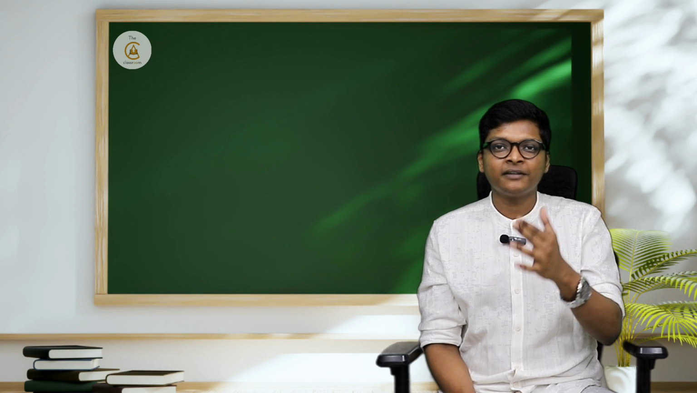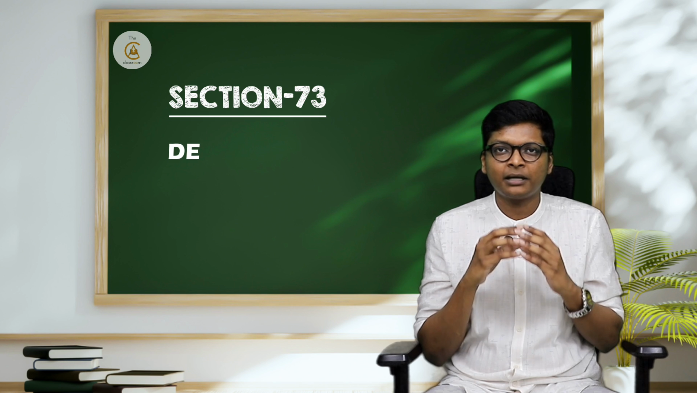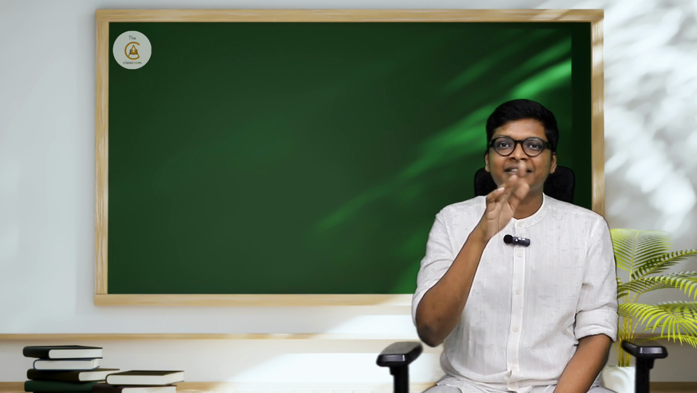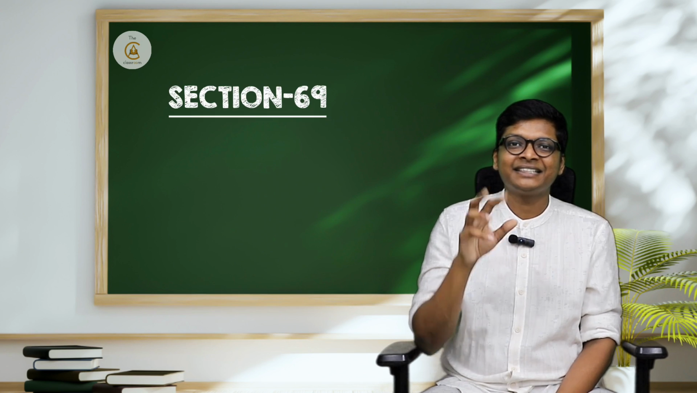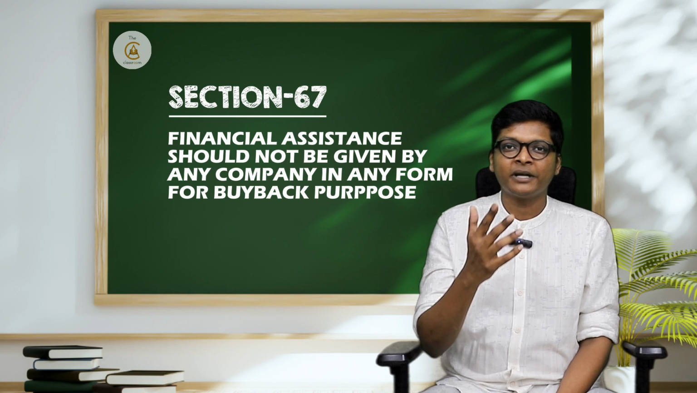75 not in syllabus. 74 transitional provision, deposits from old chapter. 73 deposits issued by a company for its members only. Next 72 is not there. 71 is debentures. 70 prohibition of buyback. 69 CRR. 68 buyback. 67 is no giving financial assistance for buyback.